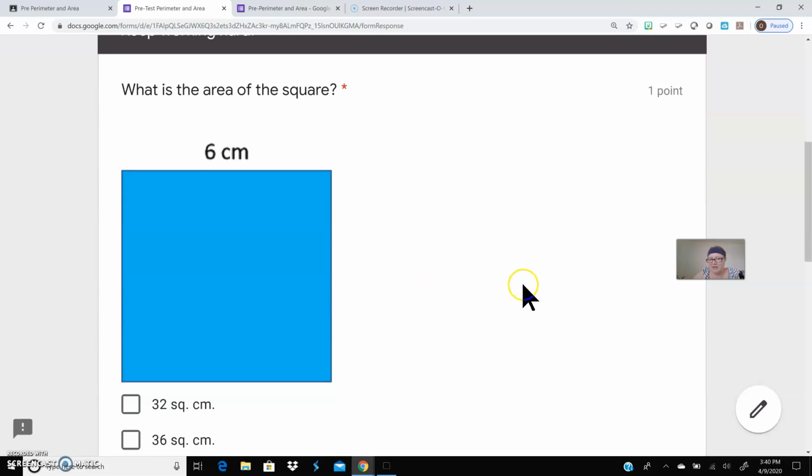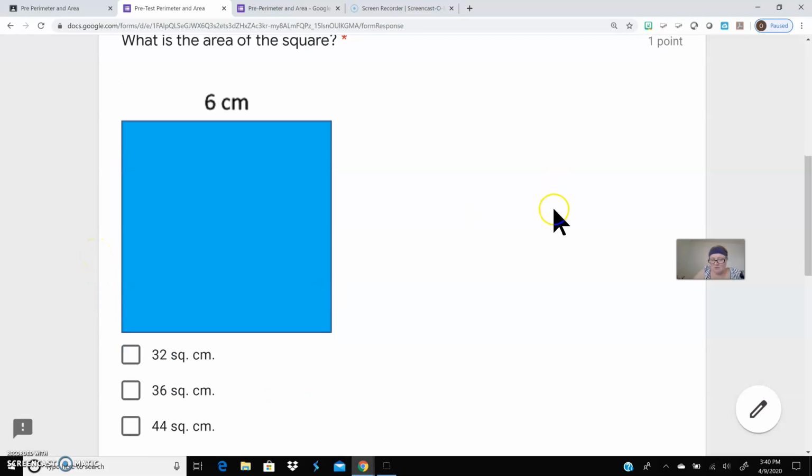What is the area of the square? Area, okay? Well, we need to multiply. So I know that the square is congruent. So each one of these sides is 6 centimeters. I've got 6 centimeters here, 6 centimeters here, 6 centimeters here, and 6 centimeters here. Okay, so I know 6 plus 6 plus 6 plus 6, that's going to be what?